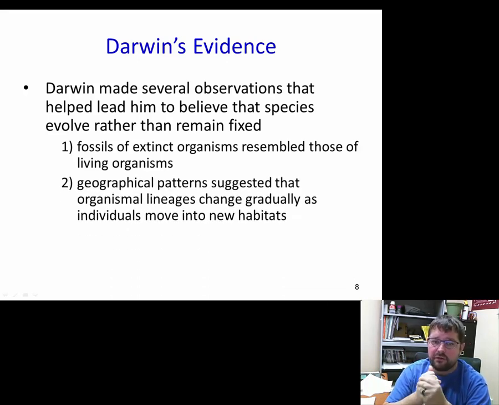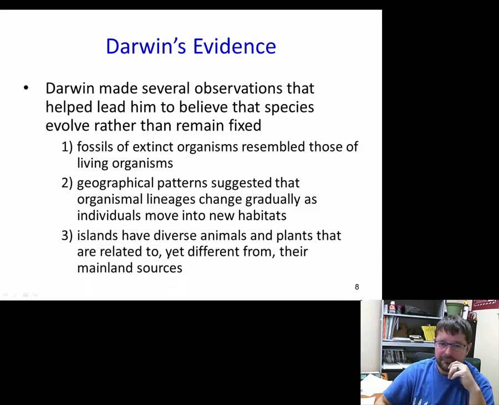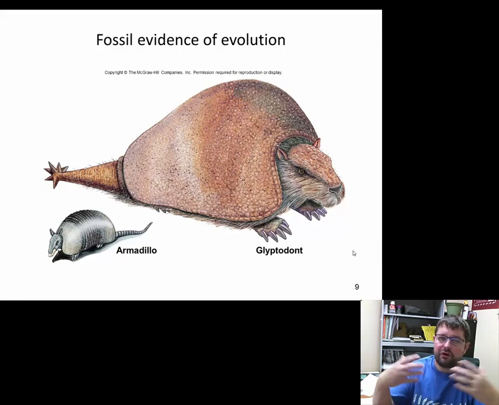Okay, he also looked at geographic patterns. So not just island information, but also information from moving from tropical forest to grassland to desert, and how organisms adapted to these different environments. Okay. And then finally, the islands really gave him a huge amount of evidence that species were not fixed, but had the ability to change over time. So here you can see Glyptodont, okay, and armadillo, and he would see these ancient giant armadillo-like organisms in fossil form, and then these living armadillos next to them. Same thing with giant ground sloths. He found fossils of giant ground sloths in the same region where he found living sloths. Okay, and so the evidence for evolution started piling up.